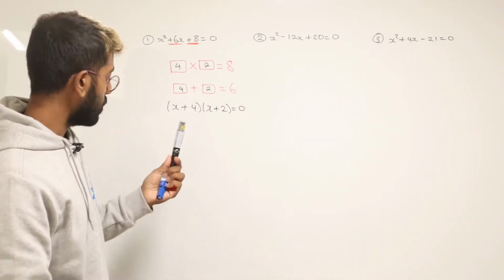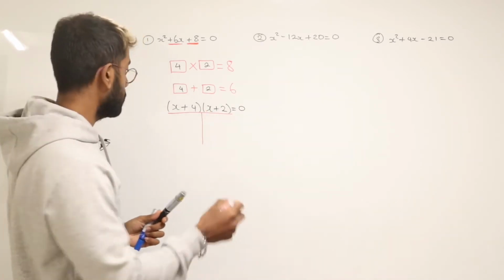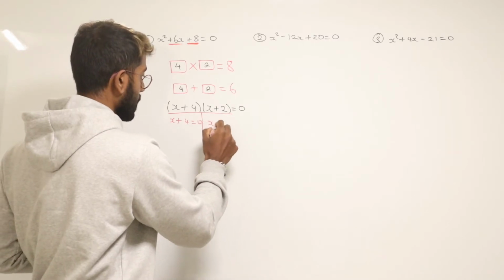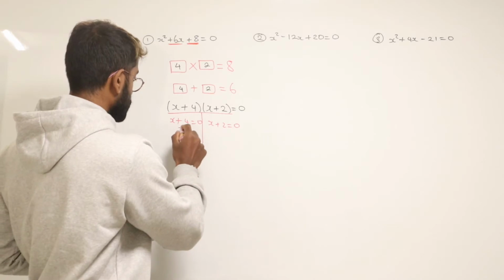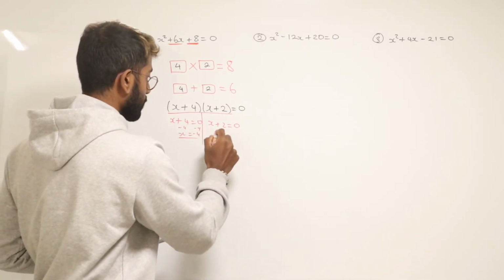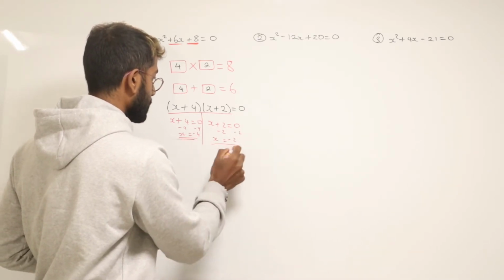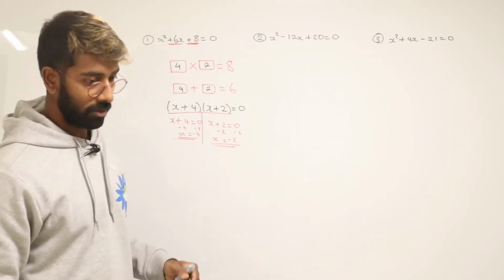So what you need to do now is you take each factor or each bracket and then you set them equal to 0. So you say x plus 4 is equal to 0 and x plus 2 is equal to 0. And then you solve for x. So here you can just subtract 4 from both sides. So you get x is equal to negative 4. And over here, take away 2 from both sides, x is equal to minus 2. So those are your two solutions or two roots for that quadratic over there.